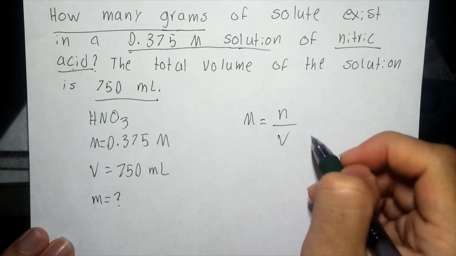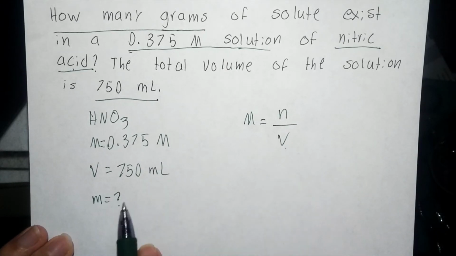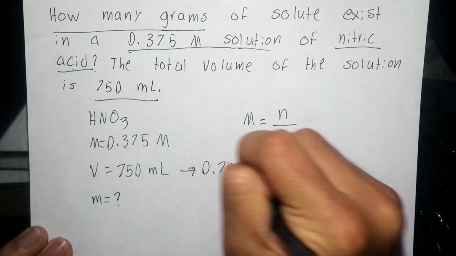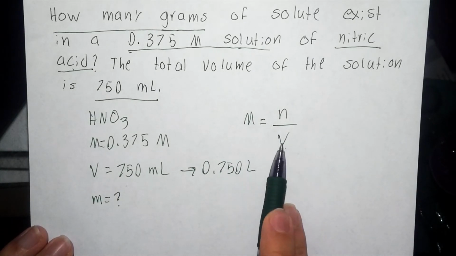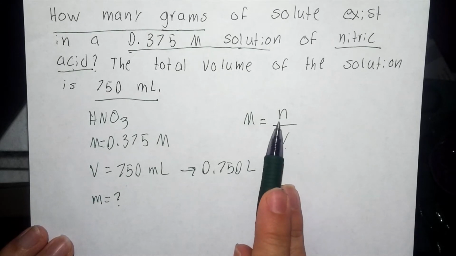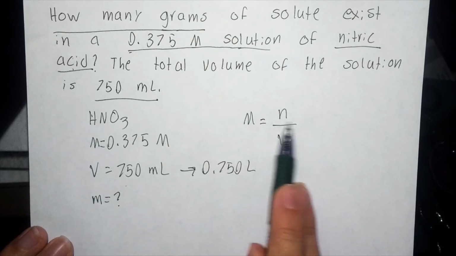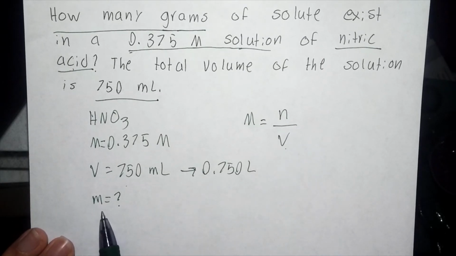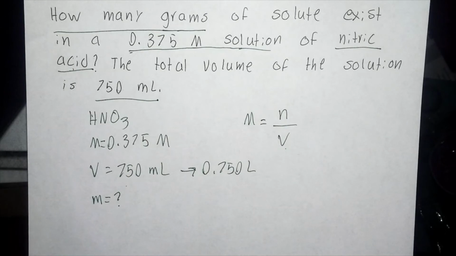At the moment, I have the molarity, that's 0.375 molar. I can get the volume of the solution by just dividing this number by 1,000, so this would be 0.750 liters. So now I have these two values, and I don't have the amount of moles. But we're not looking for little n, we're looking for this little m. We don't want moles of our substance, we want the mass of our substance. The great thing is, we can convert from moles into grams of a substance by using the molar mass. So let's prep that up before anything else.